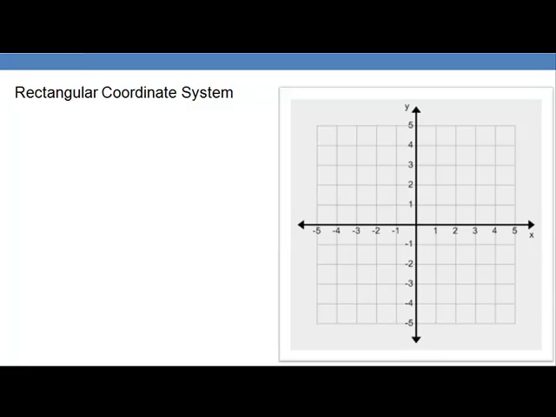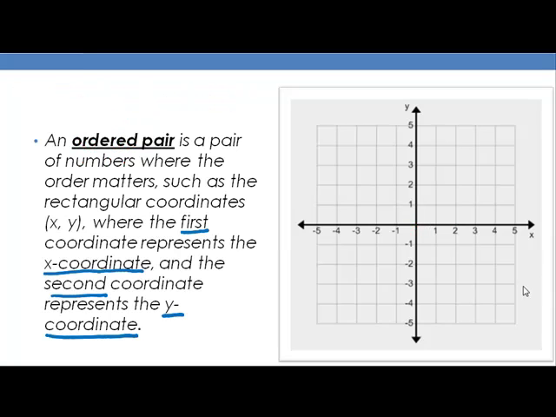We're going to plot points on this rectangular coordinate system that have two directions, an x direction and a y direction. To plot these points, we will start at the center. This is called the origin, and its coordinates are 0, 0. You have not moved across, you have not moved up or down, so you're staying right here. The points we plot on this rectangular coordinate system are called ordered pairs.